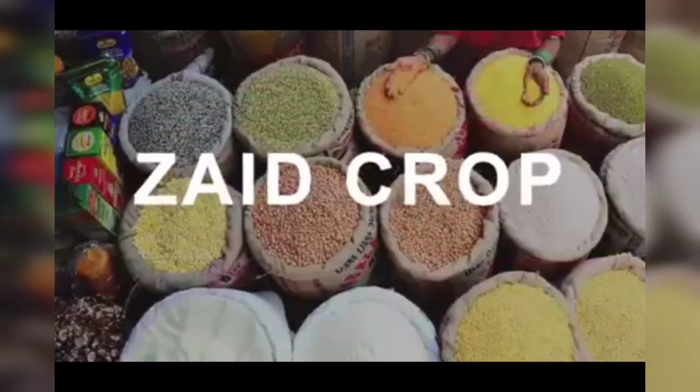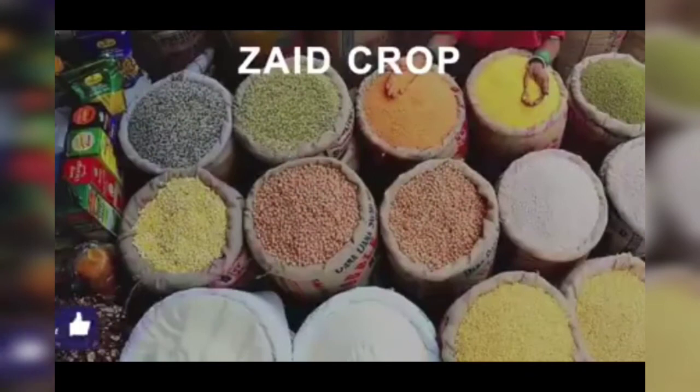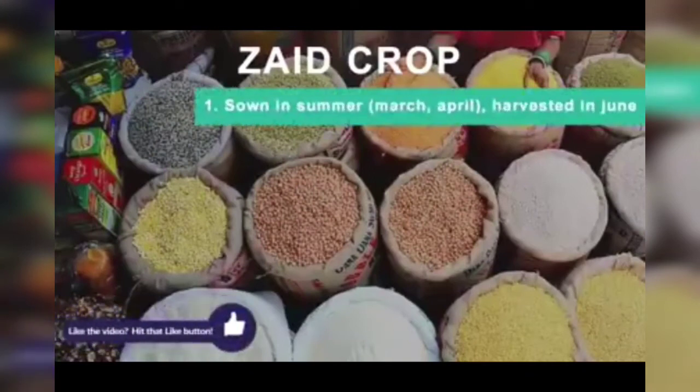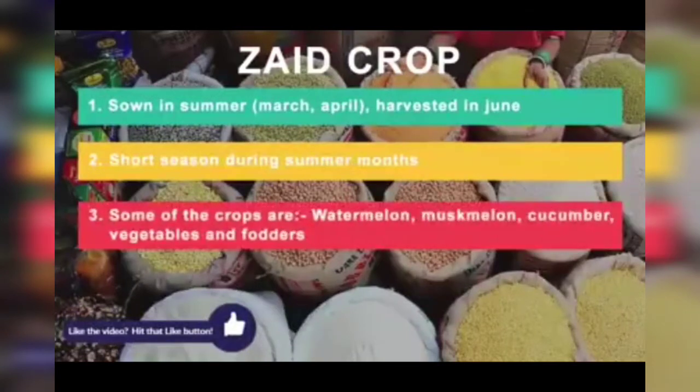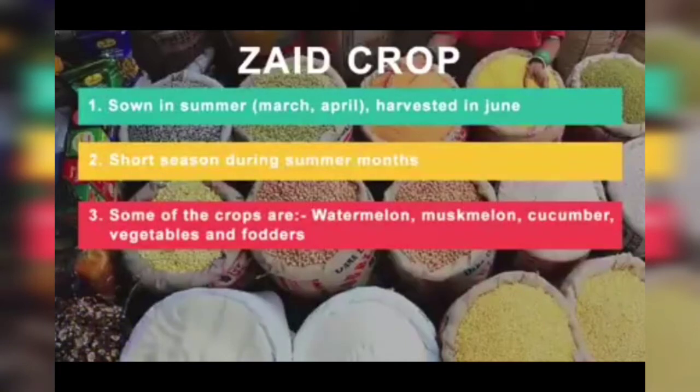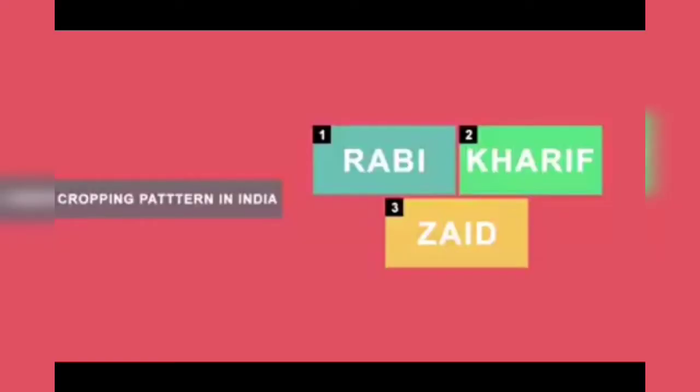After Rabi and Kharif season, there is something called Zaid season. It is a short season, but it is mostly in the summer. Some of the crops that are grown in this season are watermelon, muskmelon, cucumber and other vegetables and fodders. All of these crops fall under Zaid crop. So with this, we are now aware of the three types of cropping patterns in India.